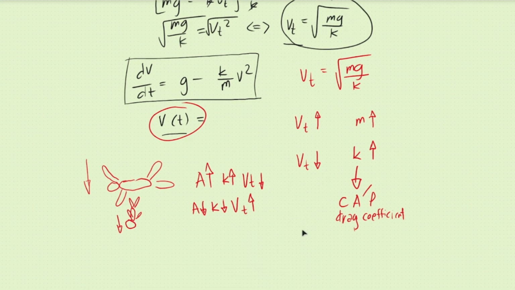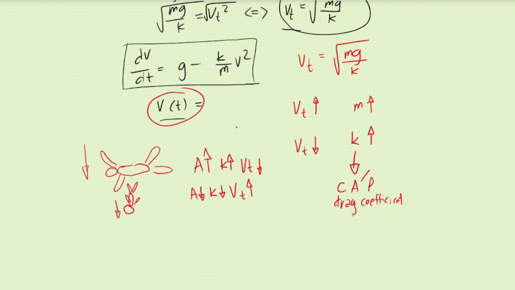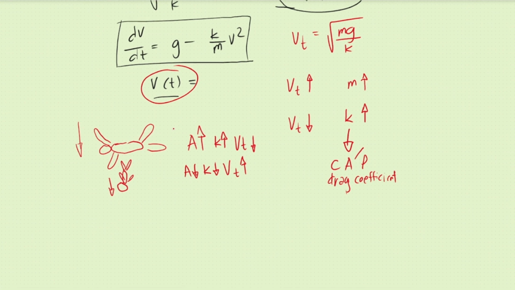Let's solve for v of t, and we're going to use vt, the terminal velocity. We're going to express our v of t in terms of vt, m, and k. Okay, so let's solve for this one. It would have been easier if our differential equation were a first order linear differential equation. It just so happens that our differential equation is a first order nonlinear differential equation. It's nonlinear because we have v squared here. If it was just v, it could have been linear. So it's a first order differential equation, but it's nonlinear.